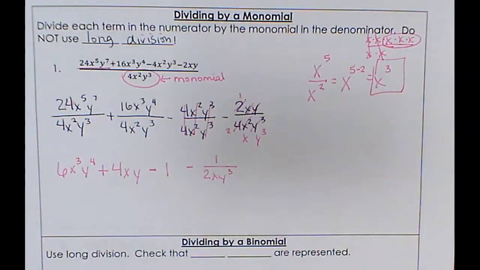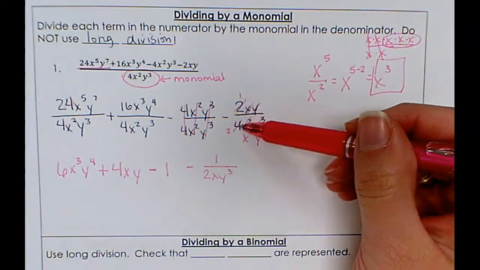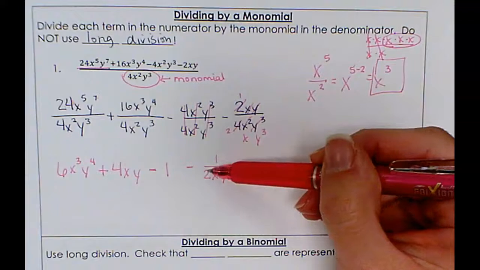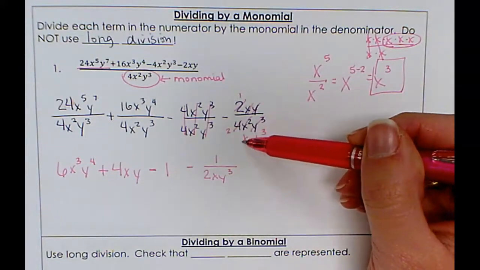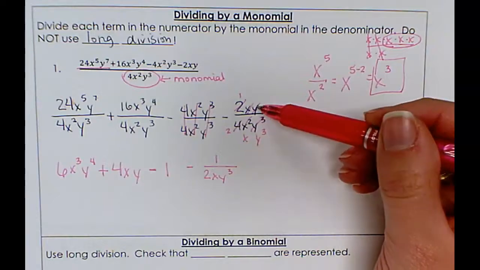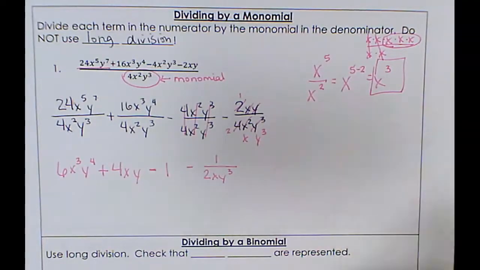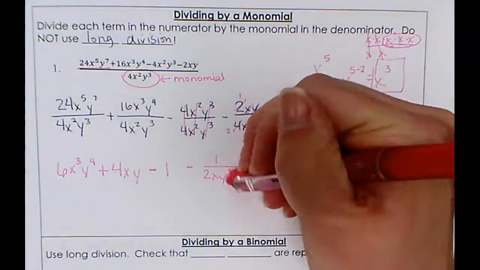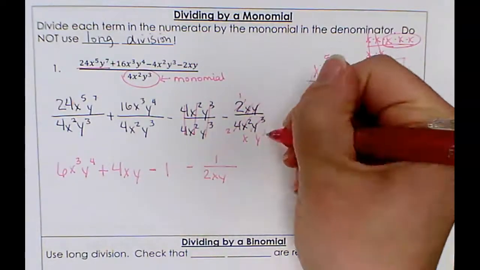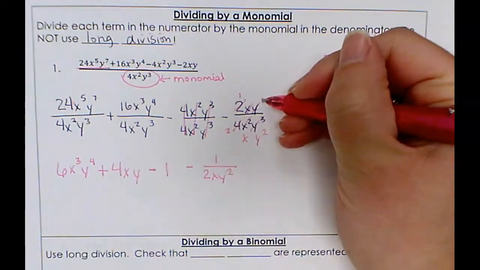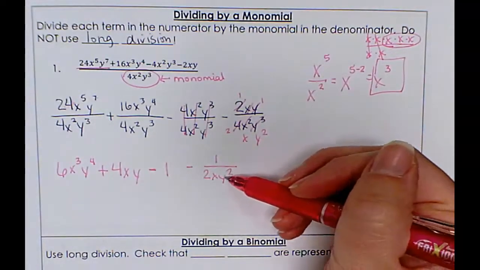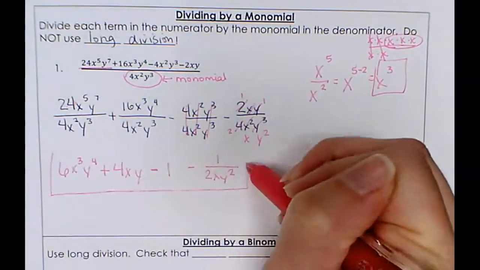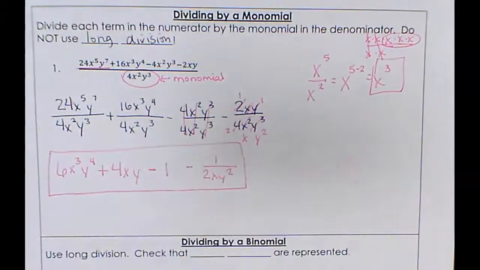And then this last term is a little strange because the 2 over 4 simplifies to 1 over 2, so that's still a fraction. X on top and x squared on bottom means that there's an x left over on the bottom. And y on top and y cubed on bottom means that there is a y squared left on the bottom. This is like 1 minus 3, which is negative 2, and that means it ends up down here. So this would be my final answer. So that's what it looks like when you're dividing by a monomial.